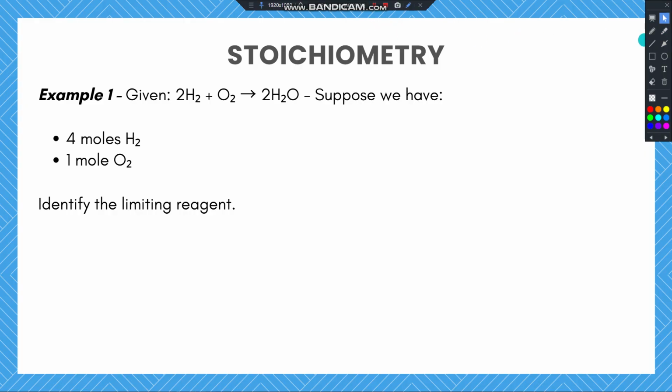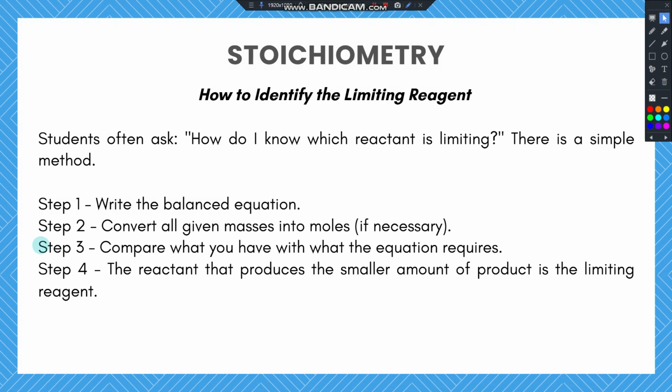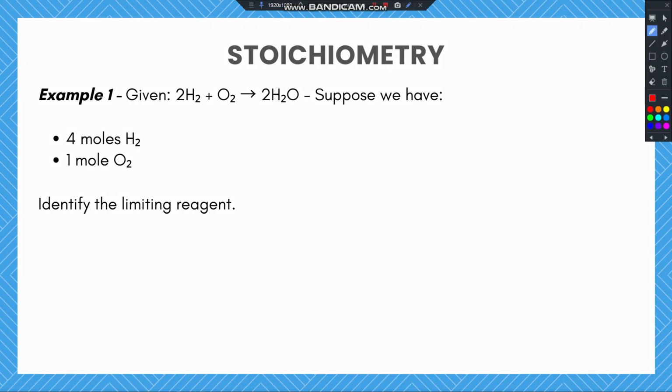So step number 1 would be to write out the balanced equation. Obviously, that has been done for us already. You can see the balanced equation written over here. Step number 2 would be, well, let's backtrack a bit to see what step number 2 says. Step number 2 says convert all given masses into moles, where we're not given masses, so that's not necessary. Step number 3 would be to compare what we have with what the equation requires. So let's go ahead and check out what the equation requires, and that comes by the mole ratio.